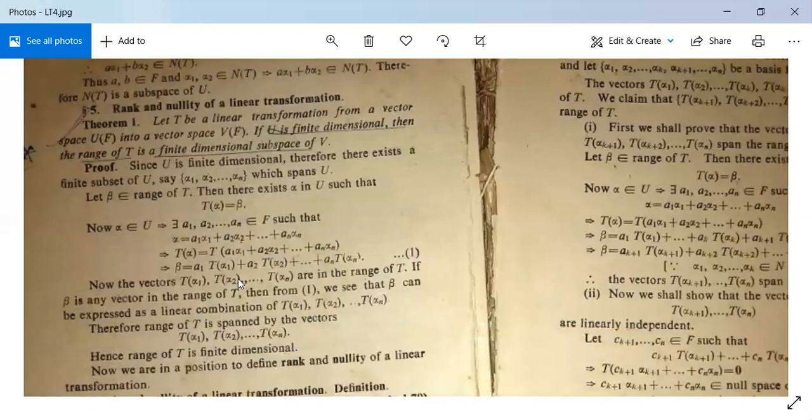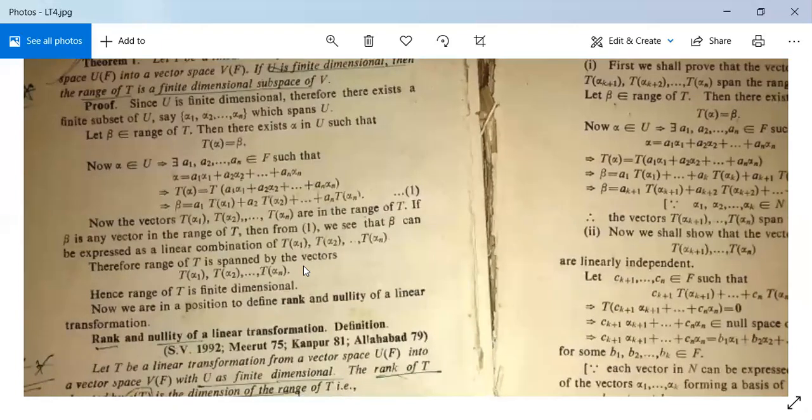If beta is any vector in the range of T, then from equation 1 we see that beta can be expressed as a linear combination of T alpha 1, T alpha 2, up to T alpha n. Thus, we see that the range of T is spanned by these vectors T alpha 1, T alpha 2, and so on up to T alpha n. And how many vectors is this? There are a total of n vectors. So this range of T is finite dimensional. It is countable and it is finite dimensional.